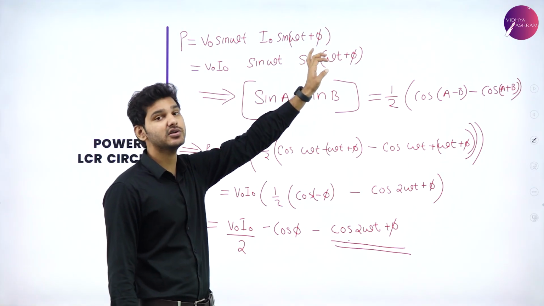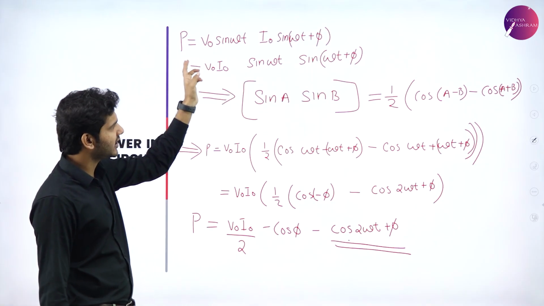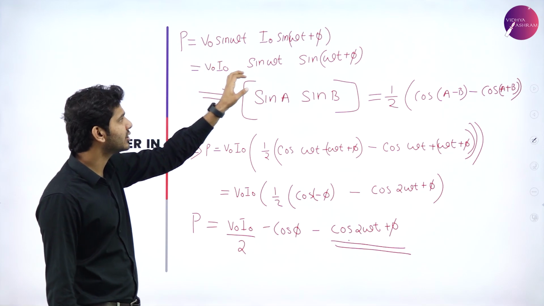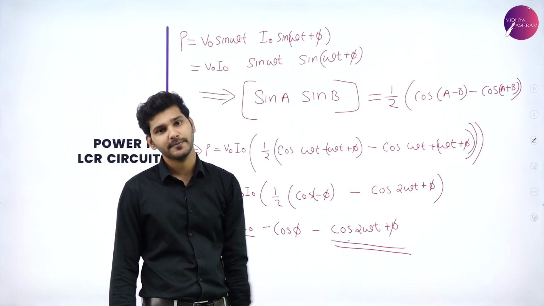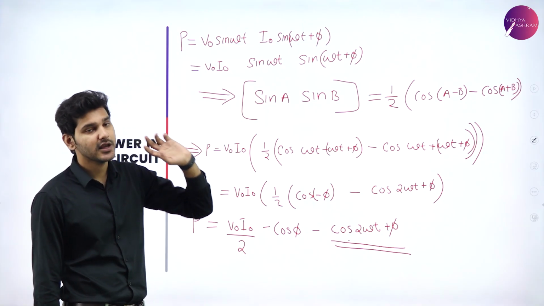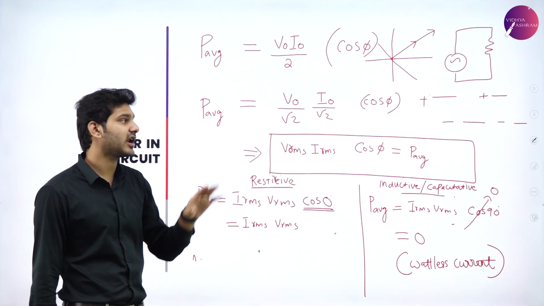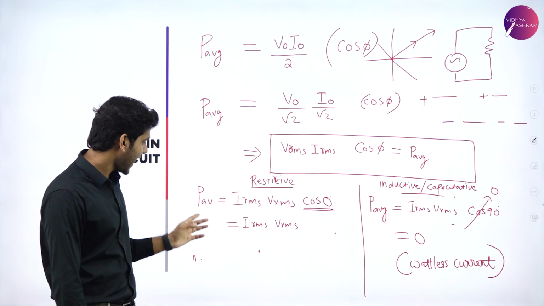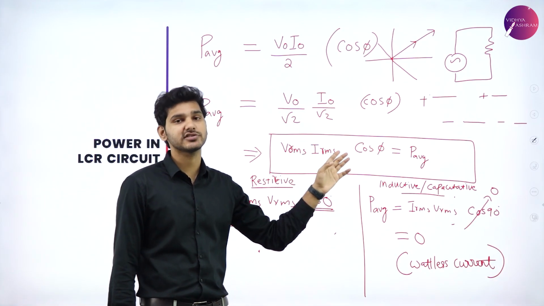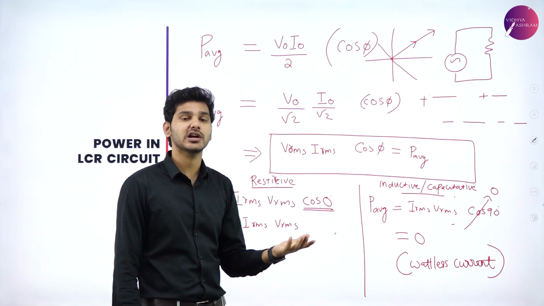So it can be 0, it can be 90. Then again, we rewrote this particular equation as V naught I naught into sine omega t into sine (omega t plus phi). So this resembled the trigonometric result sine A into sine B. Applying that result, we arrived at the conclusion that the average power will be equal to I RMS into V RMS into cos phi. That is a general consideration.